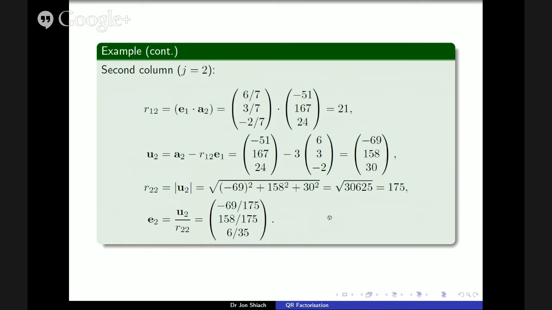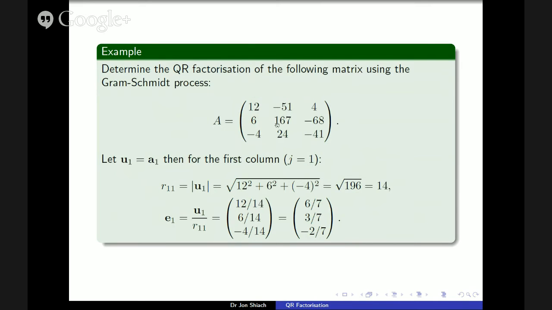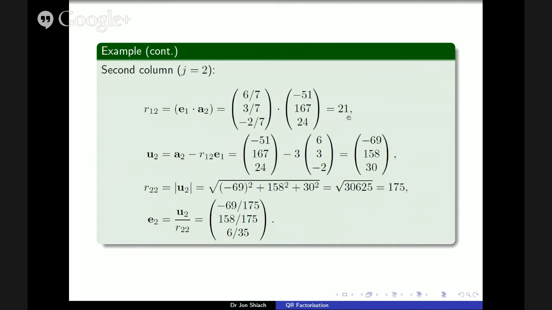Second column. This is where we have to step through all four bullet points in that process. So for the second column, we've got to calculate R12. This is just a dot product, E1 dot A2, if you remember Ei dot Aj. So E1 we just calculated, which is this vector here. A2 is our second column of A, which is minus 51, 167, and 24. Calculate the dot product, we get 21.